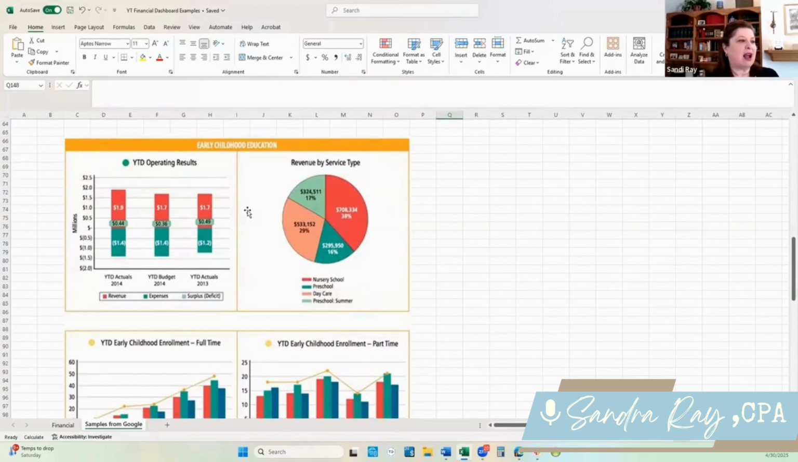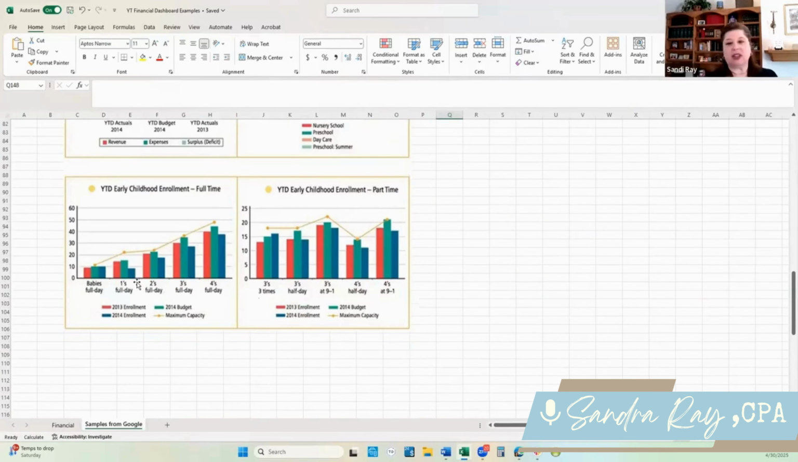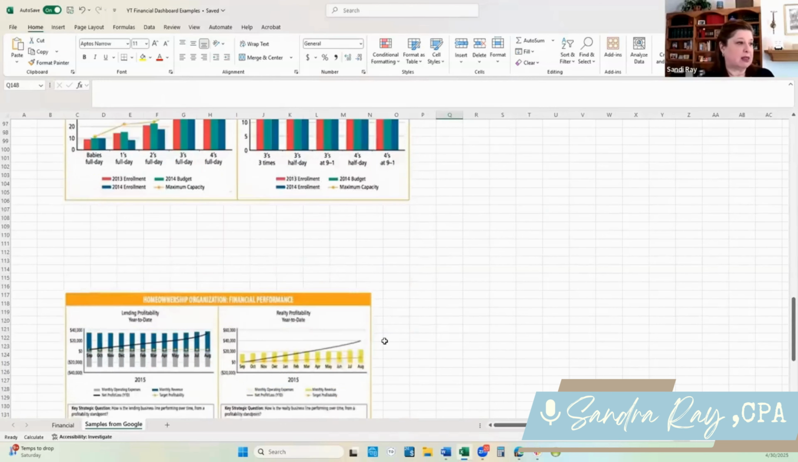Here's another one I got. It's an early childhood education center. Again, they're very interested in what is their net, their income versus their expenses and their net. They're very interested in how does their revenue break down by program. Obviously, full-time enrollments is important to an early childhood program and part-time enrollments. So those are things that they are tracking on a financial basis.